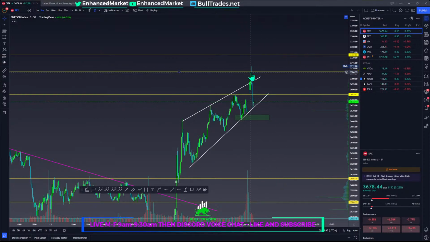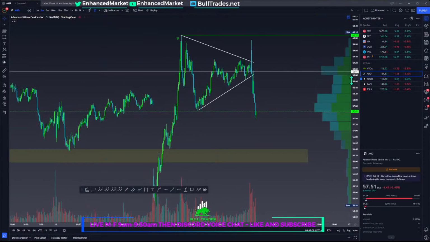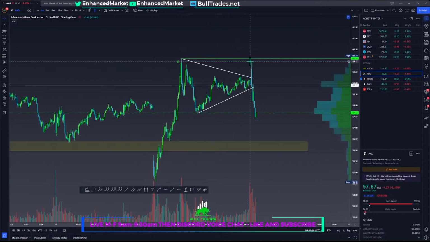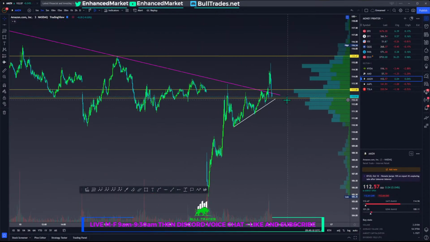This rejected perfectly. Now we're bouncing at support here. Market always plays the same. Nvidia rejected the high of the flag, and we pulled back down right to the target. AMD rejected also, pulled back down right to the bottom here. Amazon rejected right below the resistance, pulled back down right to the consolidation phase.